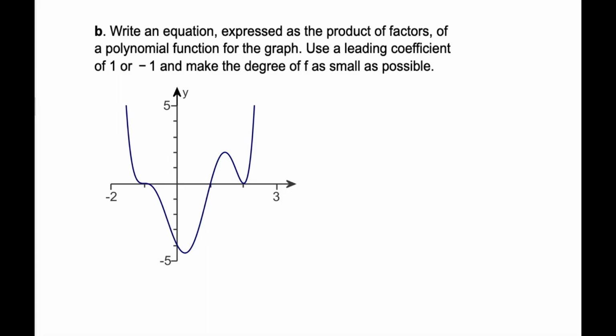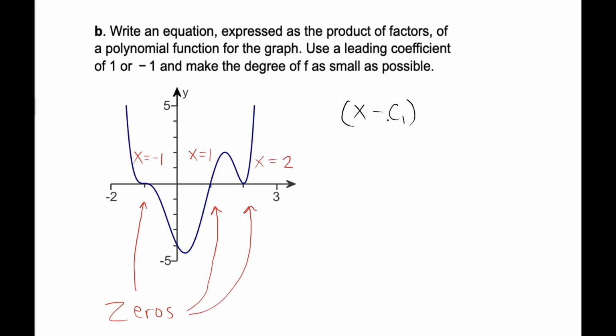So here we're being asked to construct our own polynomial from what we are seeing in the graph. First of all, you want to identify where the zeros are. We have a 0 at x equals -1. We have a 0 here at x equals 1. And we have a 0 at x equals 2.